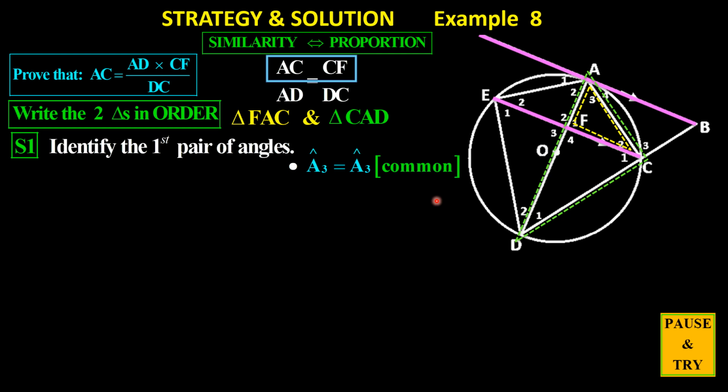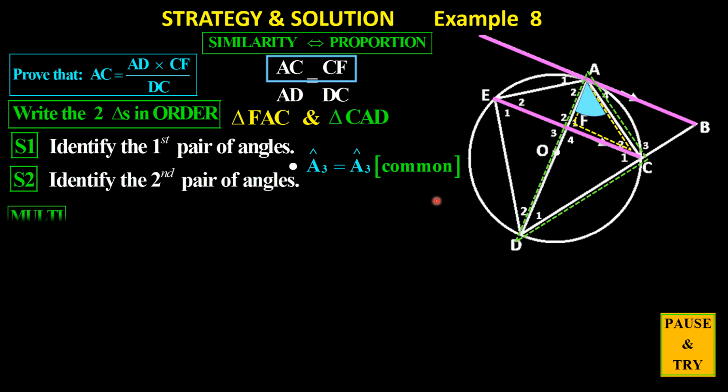And there we can see, there the A3 is common, right? So let's get our second pair, and we use our given information. Here we're going to use a multi-step procedure. So what do we have?